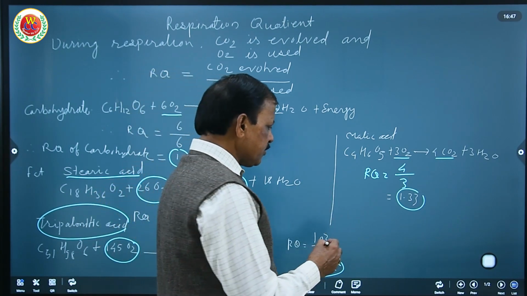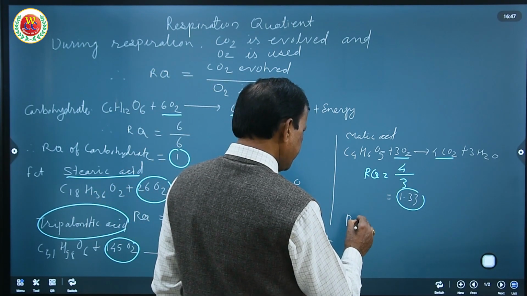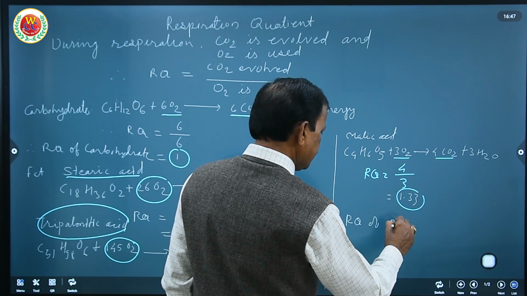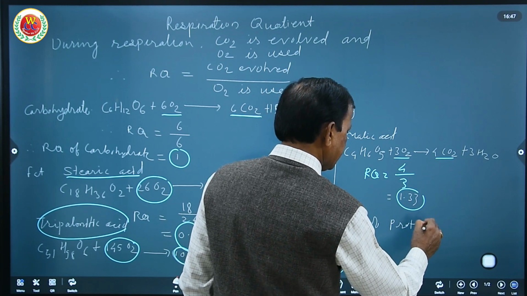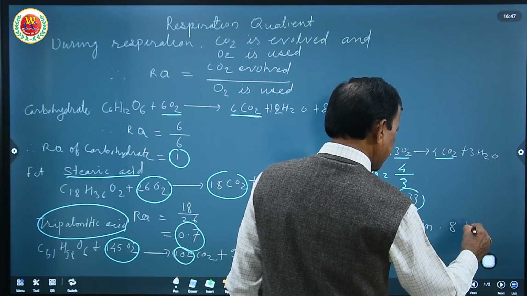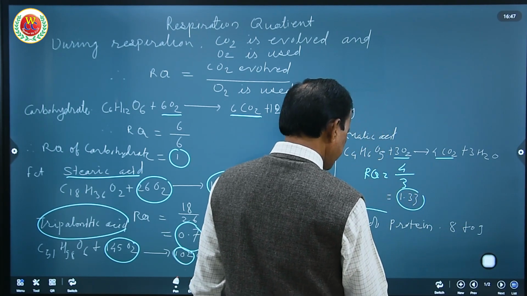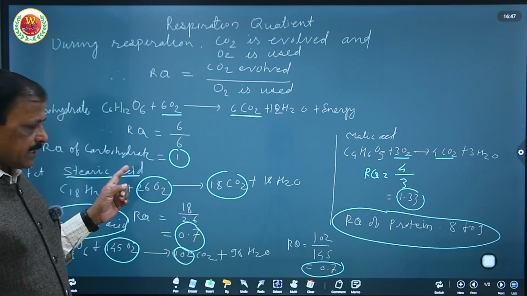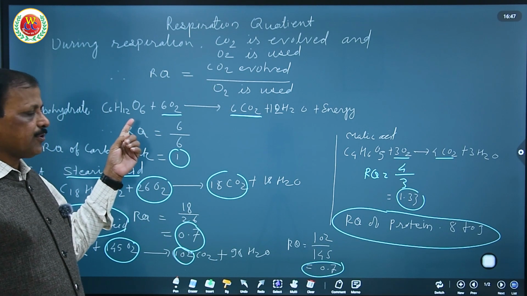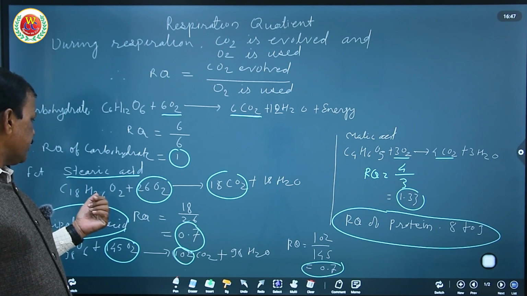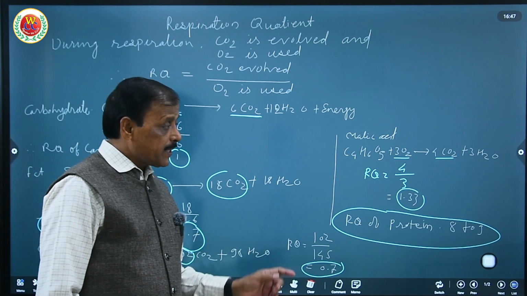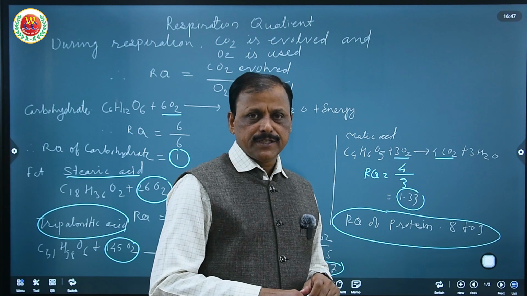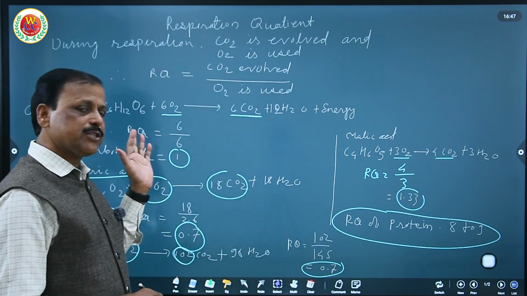Now what will be the RQ of protein? The RQ of protein is between 0.8 to 0.9. You just have to remember this for the NEET examination. Here we understood how to calculate RQ for carbohydrate and RQ for fat. This is something best to understand, and the question can be a match the following.